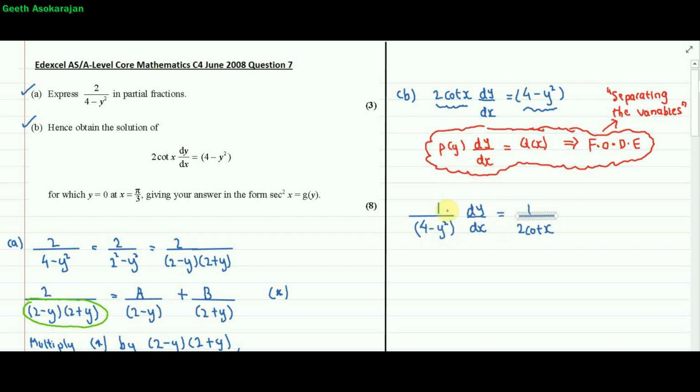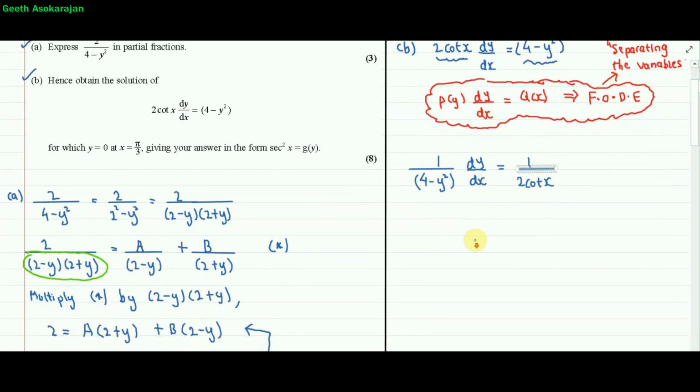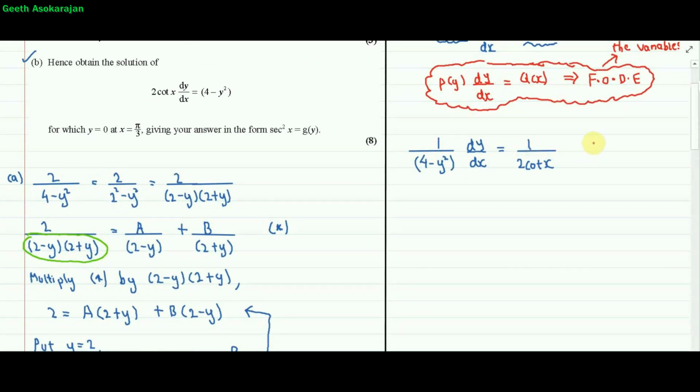As you can see, this equation is indeed of the form p(y) dy over dx equals q(x). Here's our p(y) term, our function in terms of y, and here's our q(x) term, our function in terms of x. Further to that, in trigonometry, cot is the reciprocal of tan. So let me rewrite this as 1 over (4 minus y squared) dy over dx equals 1 over 2 cot x. If cot is 1 over tan, 1 over cot will be tan, so I'll have 1 over 2 tan x on the right hand side.